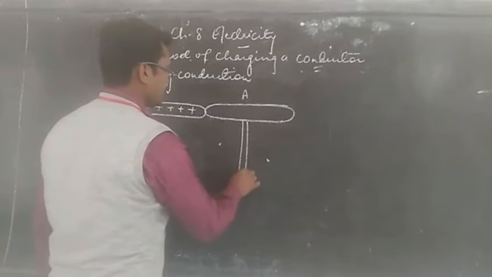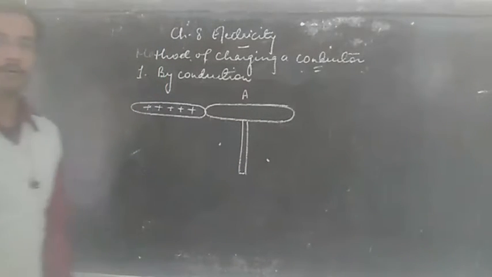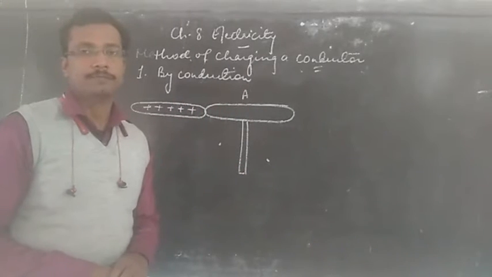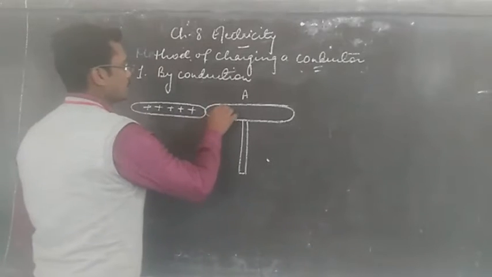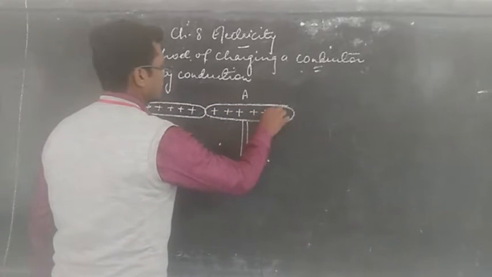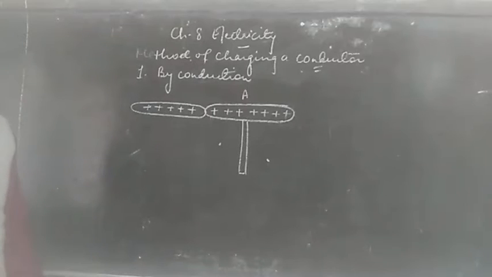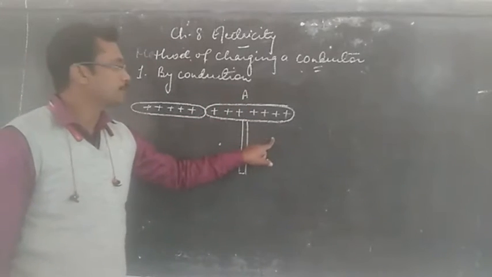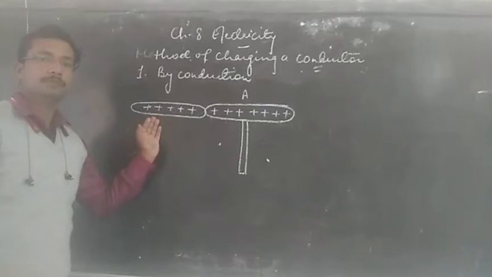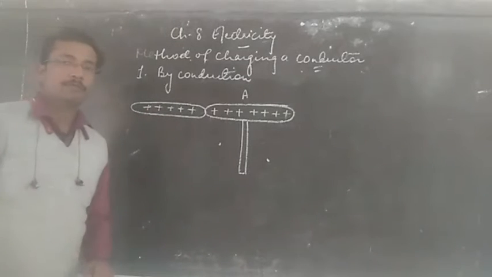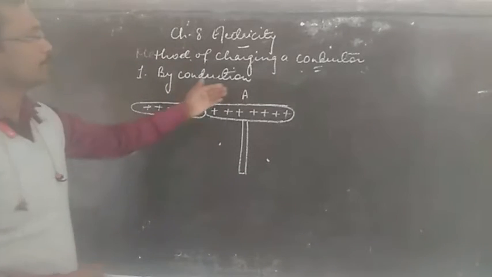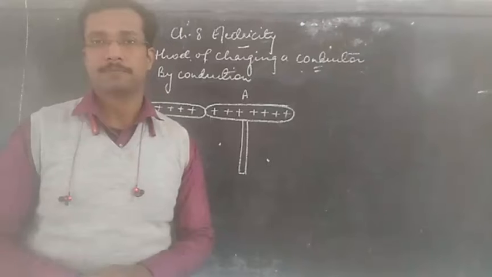This is an insulating stand. Then it is found that the conductor A will also develop the similar type of charge. That means it will also get positively charged. I hope it is clear. To charge a conductor with positive charge, we bring a glass rod with positive charge in contact with the conductor. Then it is found that the conductor will also become positively charged.